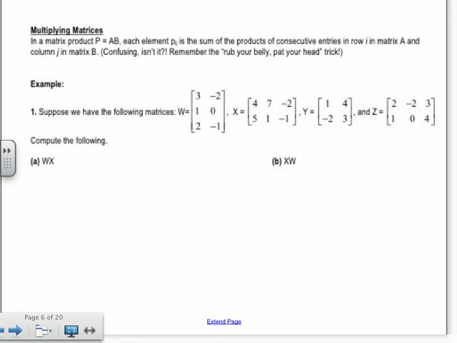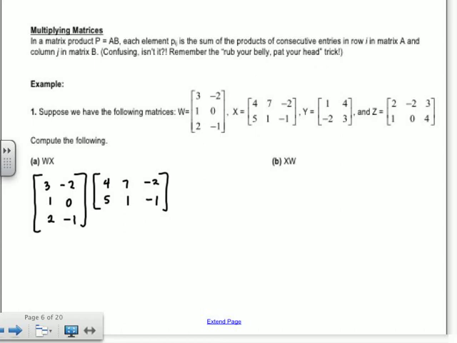So number one, it says, suppose we have the following matrices. I'll explain it in just a second. So I have W is 3, negative 2, 1, 0, 2, negative 1. And X is 4, 7, negative 2, 5, 1, negative 1.